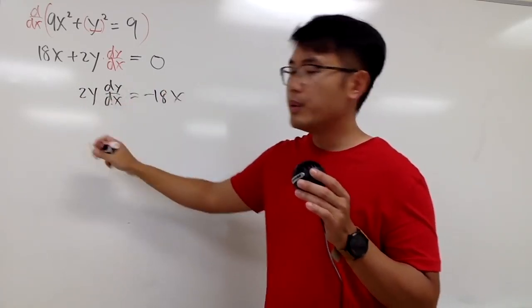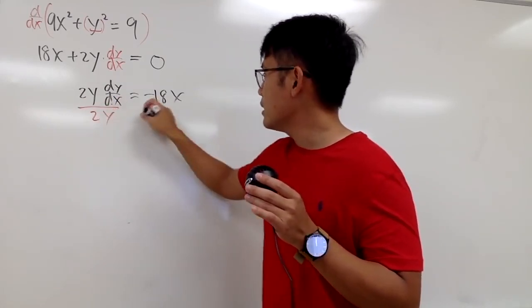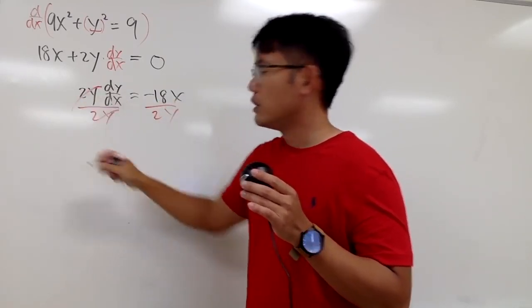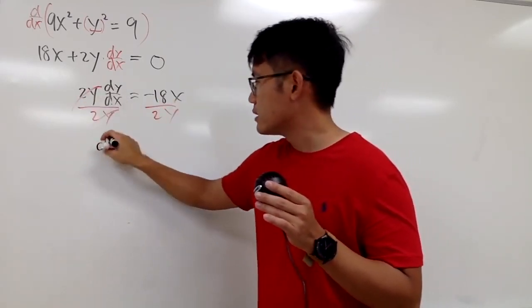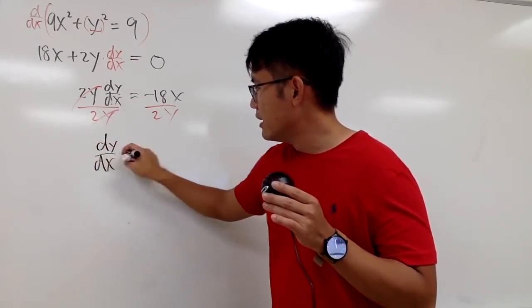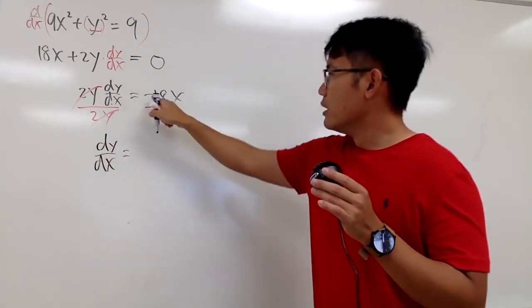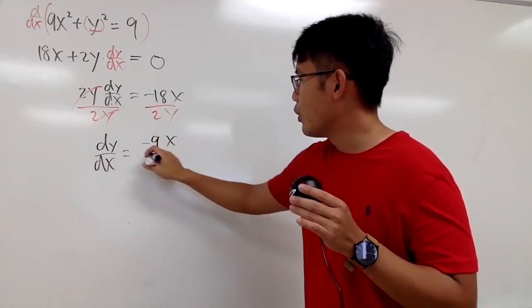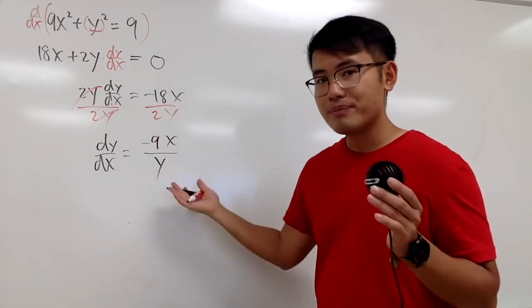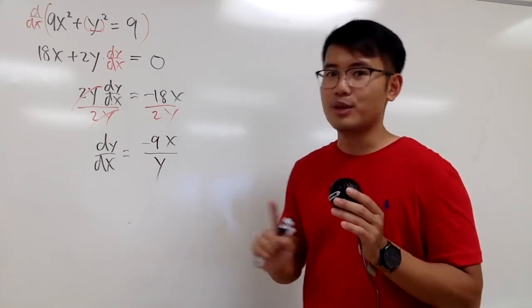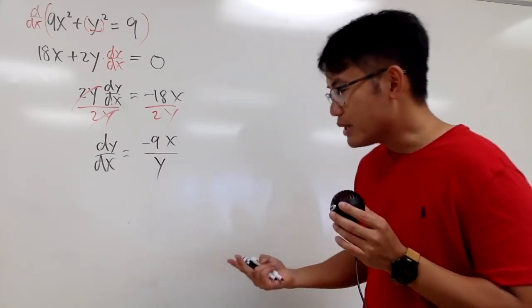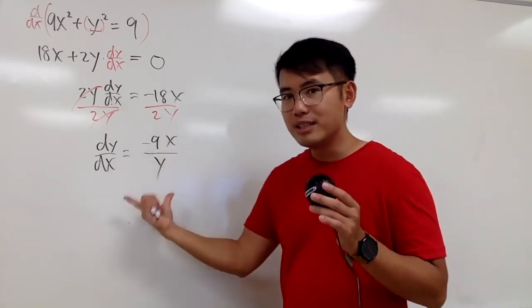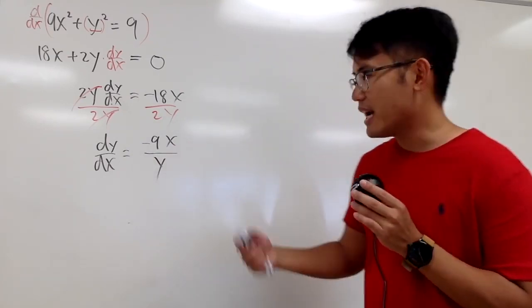And from here, we can divide both sides by 2y. So we see that dy/dx is just equal to negative 18 over 2, which is negative 9, and then we have the x right here over y. So this is it for the first derivative. And to get the second derivative, we are going to look at this right here and then differentiate it again.